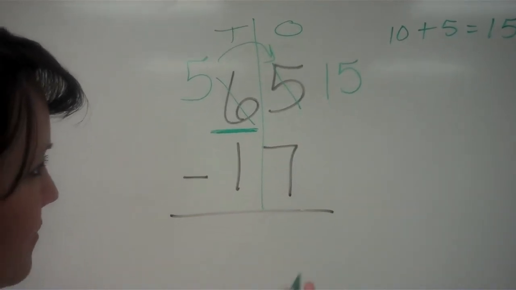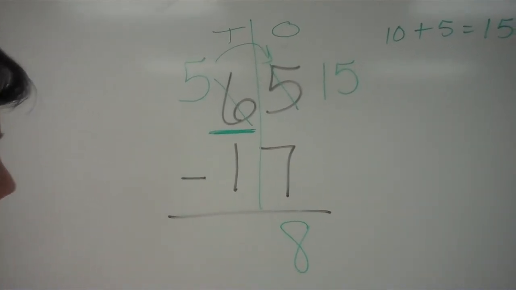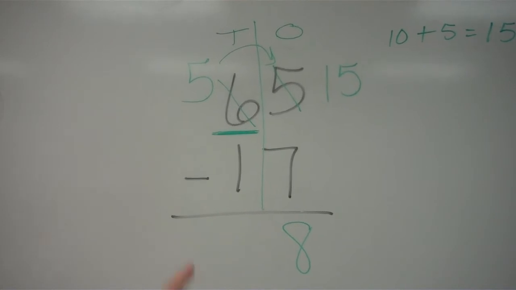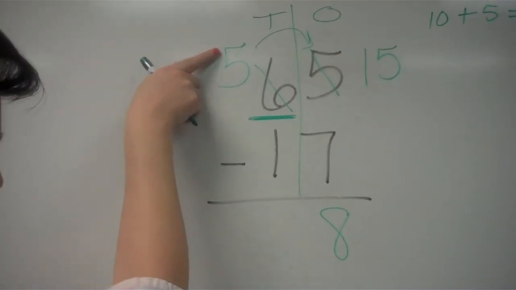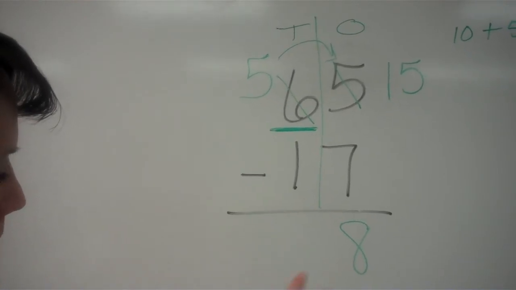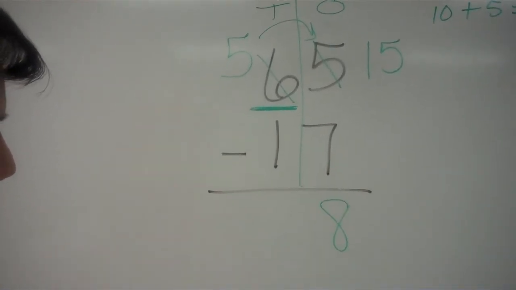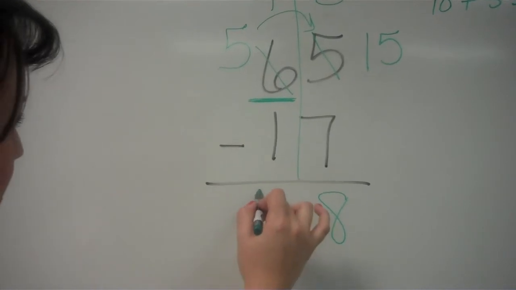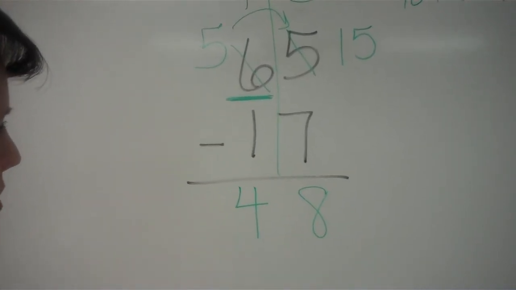15 minus 7, 8. Now I go look at the tens place. I have a 5. I'm going to take away 1. I can do that because there's more on the top. No need to stop. 5 minus 1 is 4. So the answer is 48.